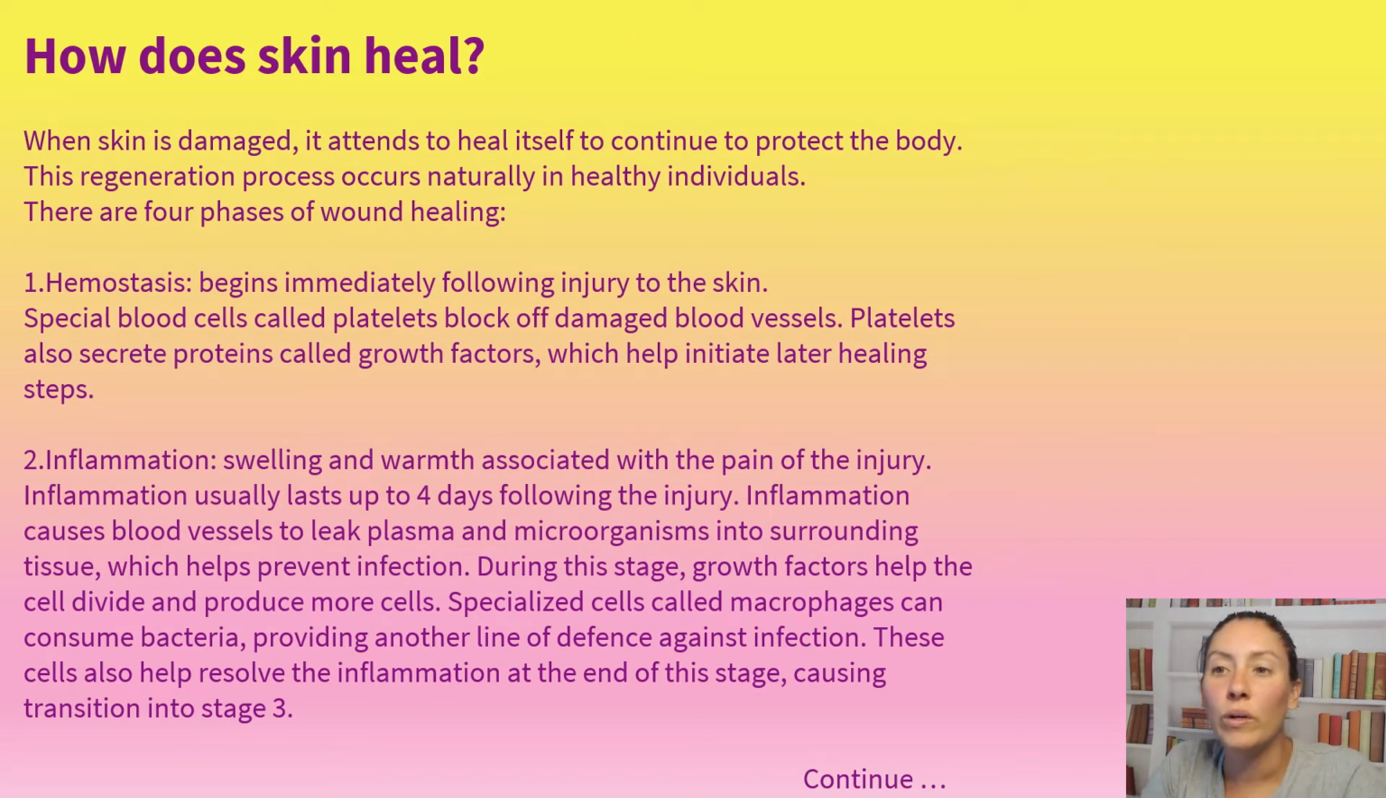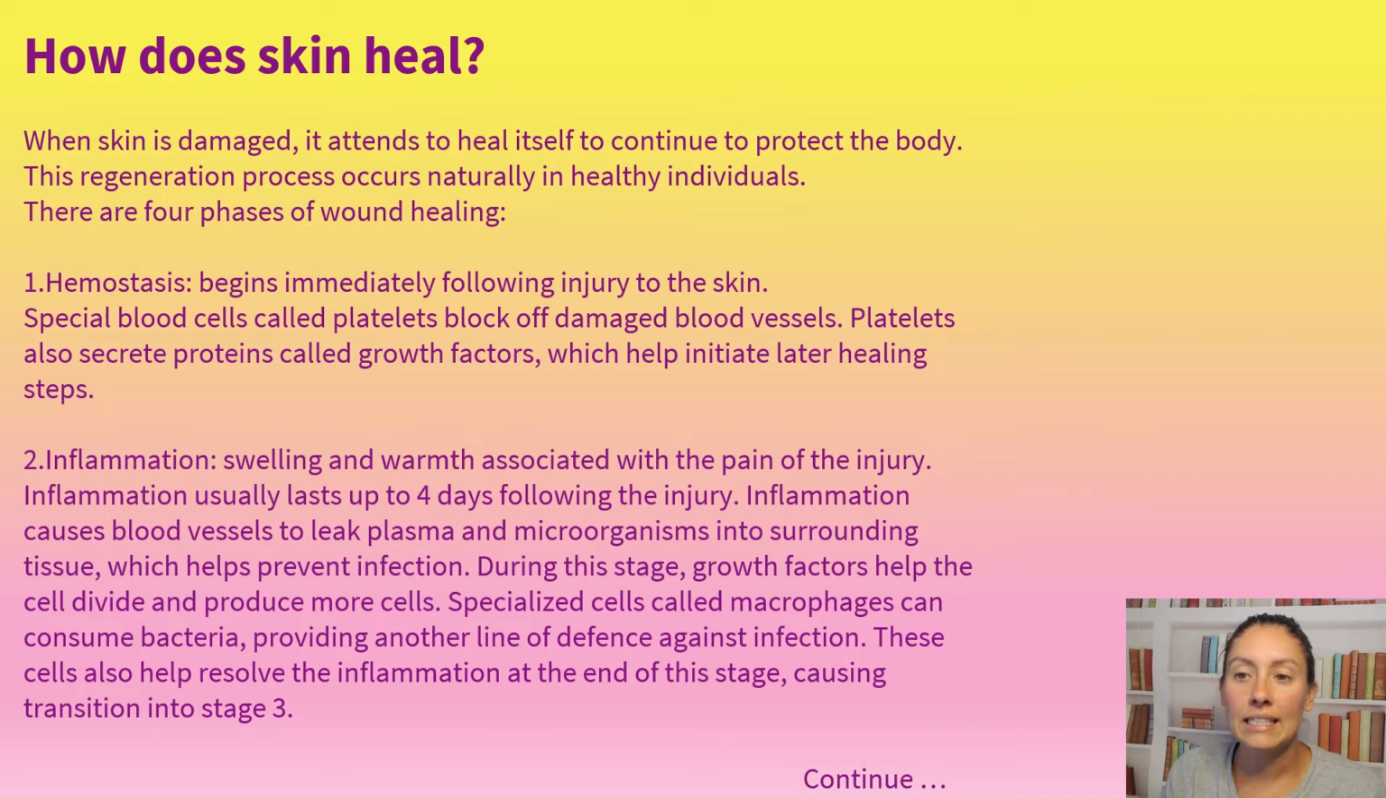Next, we are going to go over, how does the skin heal? So when the skin is damaged, it starts attending to itself right away to protect the body. So this regeneration process occurs naturally in healthy individuals, and there are 4 phases to the wound healing. So first we have homeostasis. So this begins immediately after injury. Specialized blood cells called platelets block off damaged blood vessels. So the platelets come into the wound immediately, and that's what stops the bleeding. So platelets also secrete a protein called growth factors, which help initiate later healing steps.